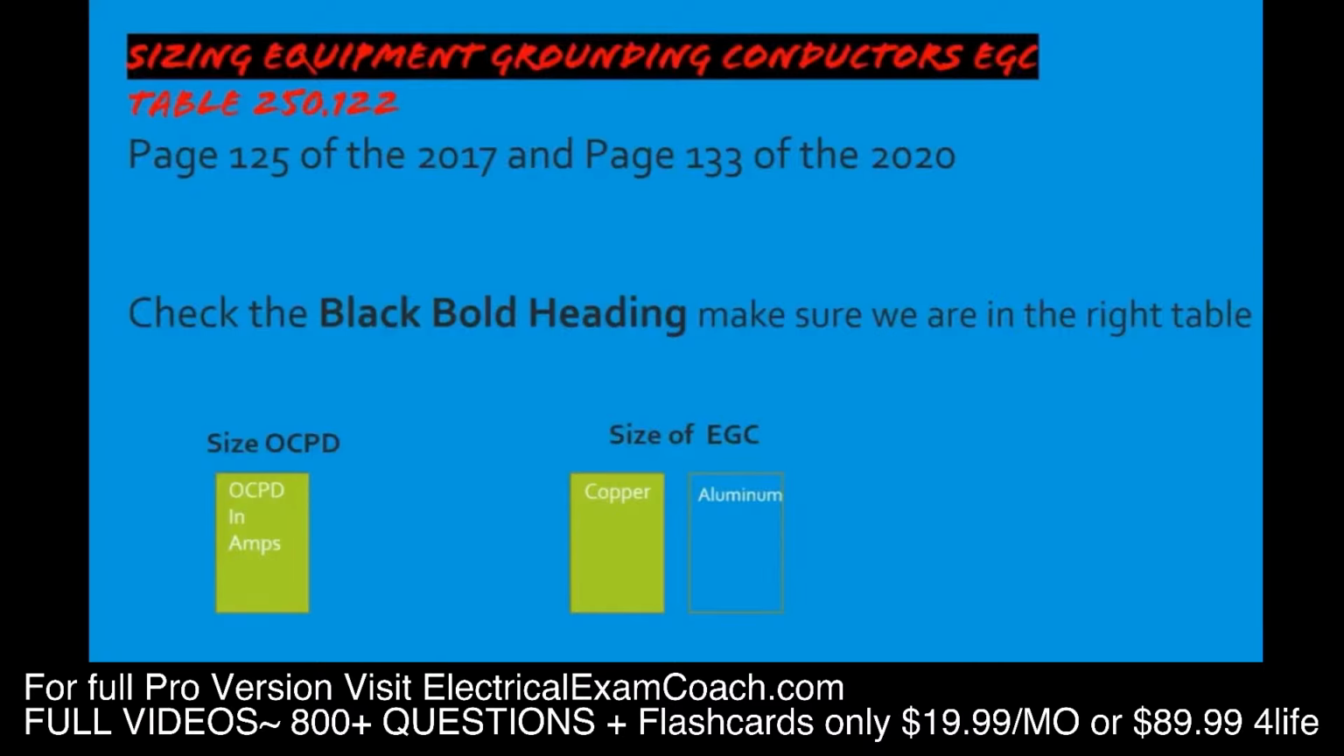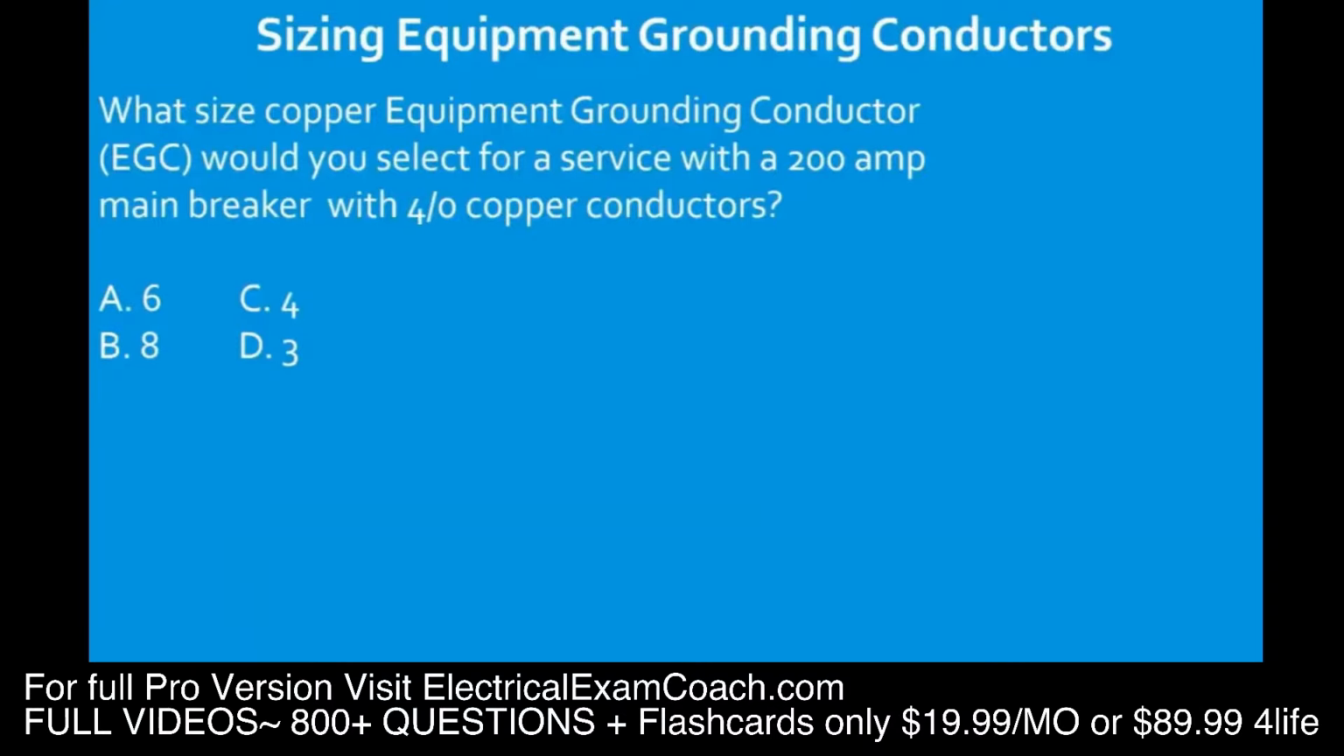Let's get to it. What size copper equipment grounding conductor, EGC, would you select for a service with a 200 amp main breaker and 4-aught copper conductors? Doesn't matter what the conductors are. In this case, it's always based off the size of the overcurrent protective device.